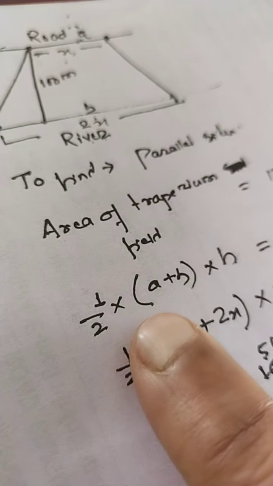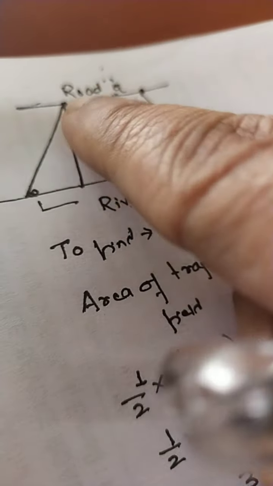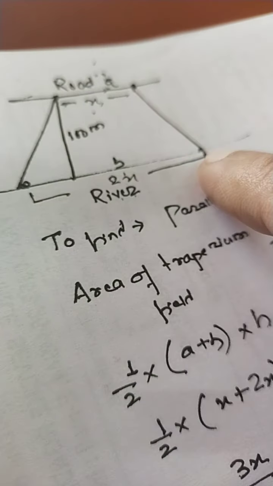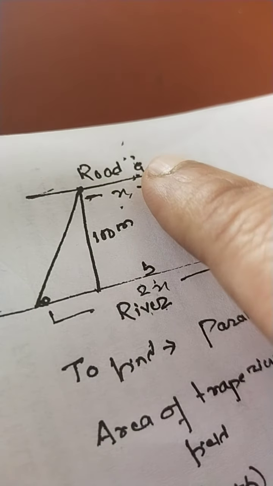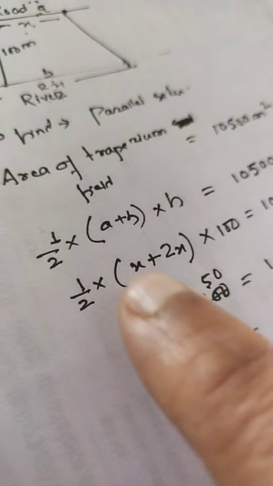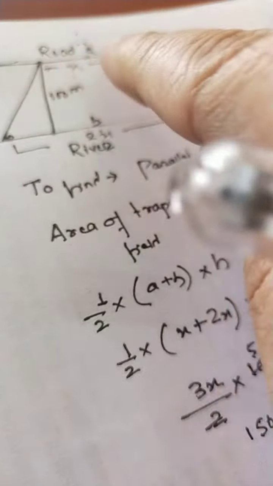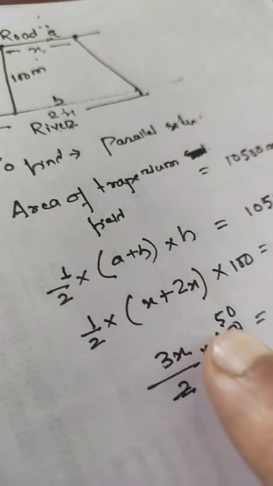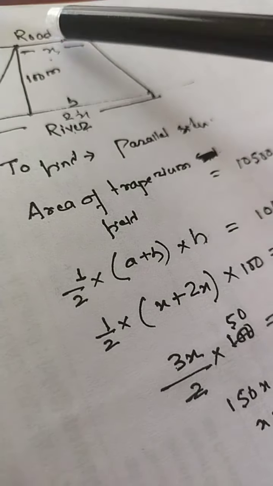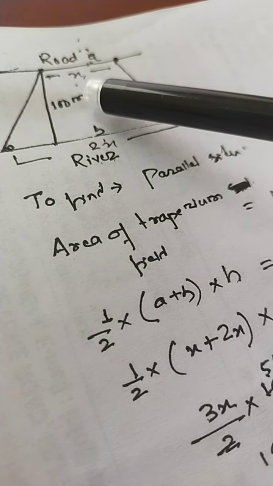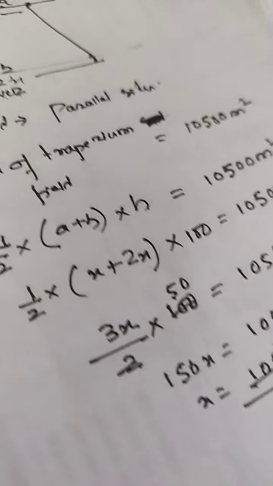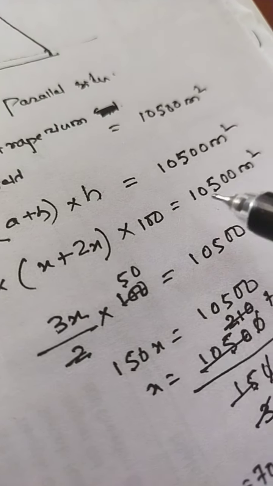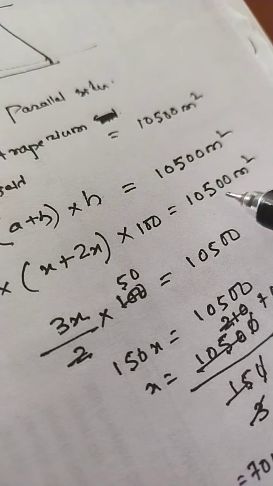Now a plus b are the parallel sides. I have considered this as a and this as b, and I have written a and b also. What is the measurement of a? A is x, and b is 2x. Height is already given, that is 100 meter, isn't it? So in place of height I have written 100 meter, and that equals 10500.